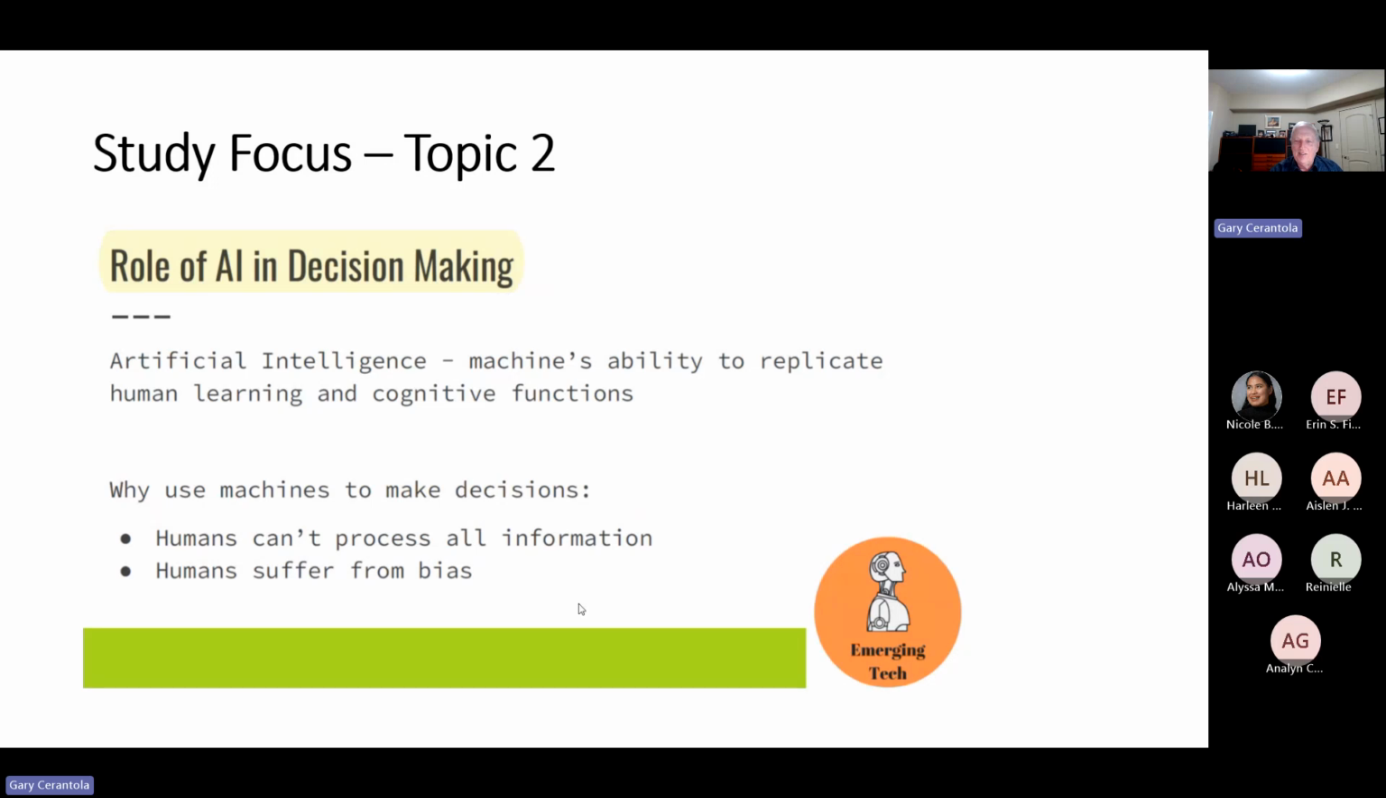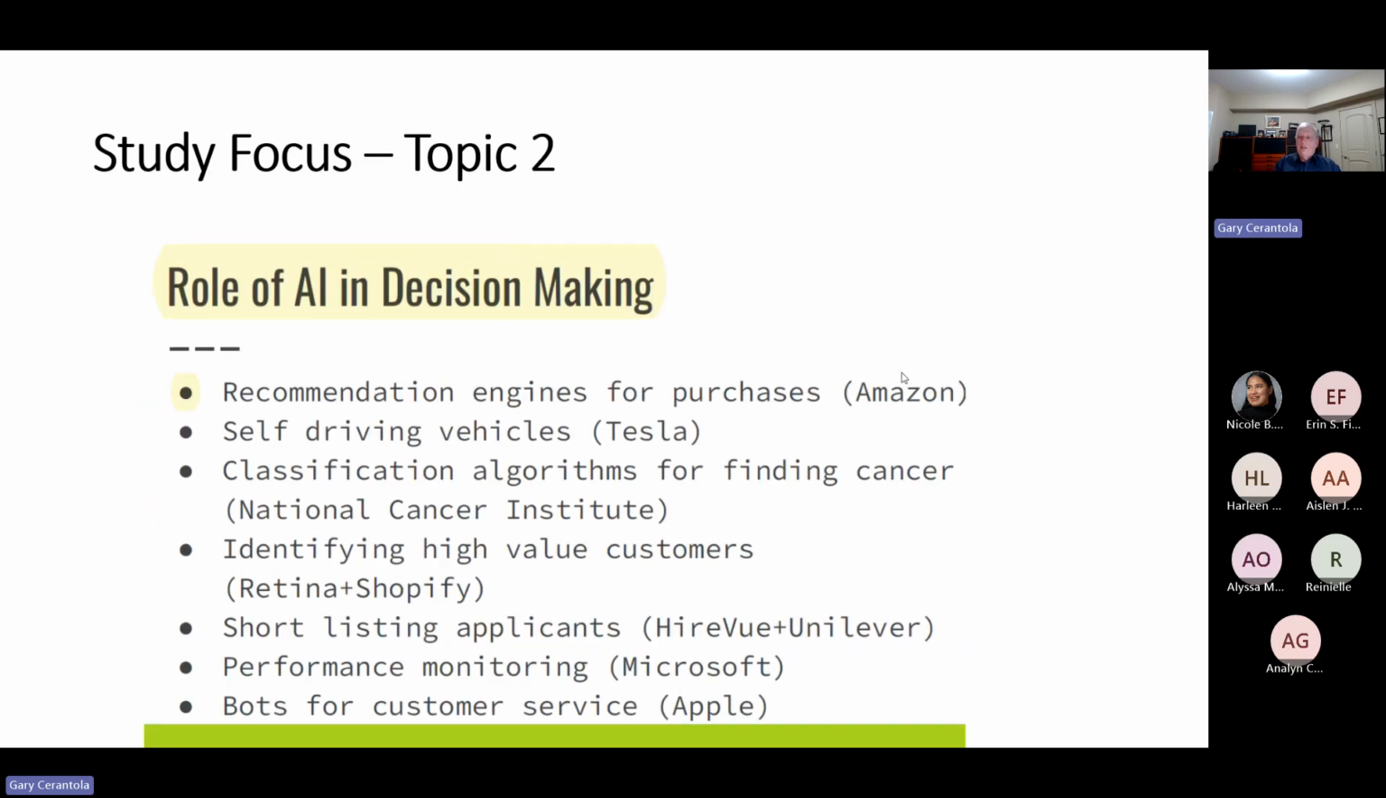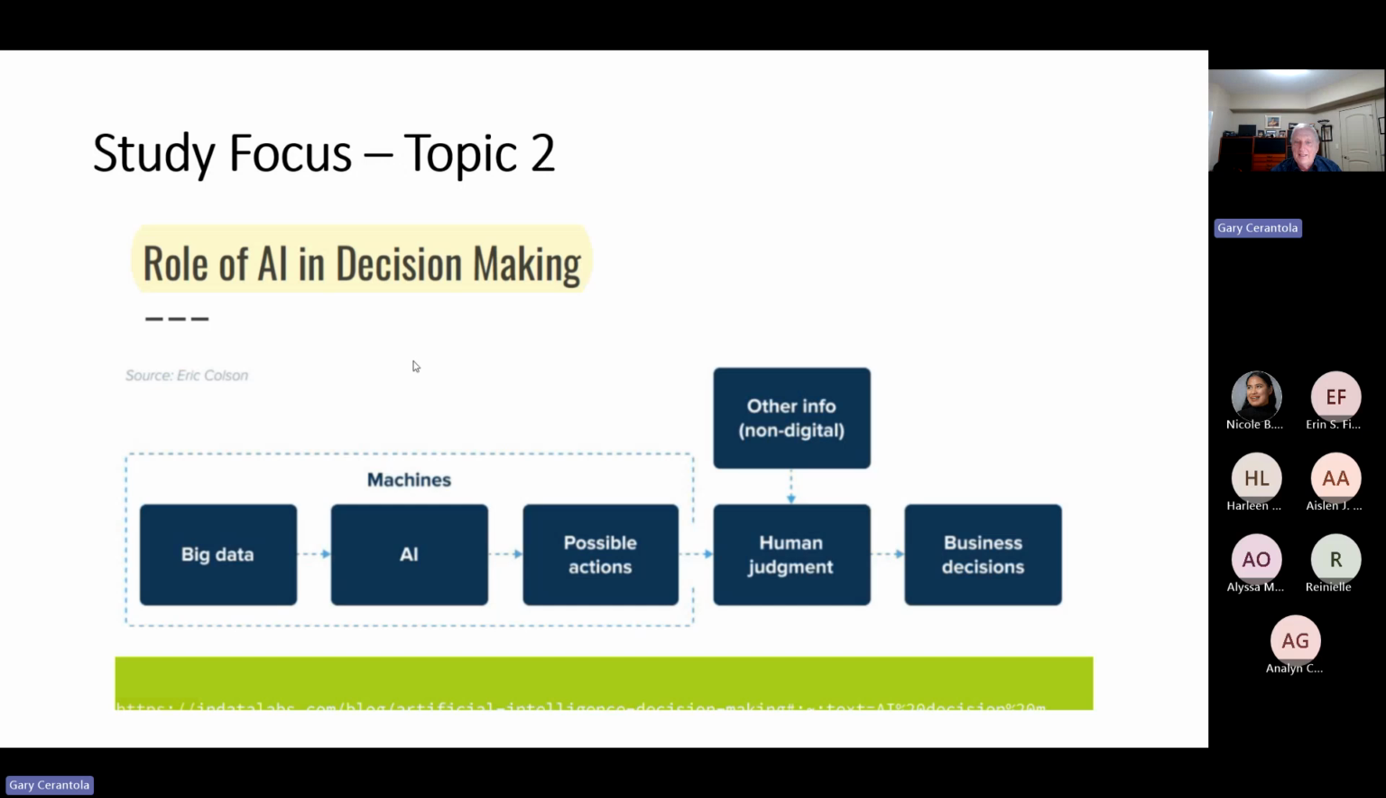So, the role of AI in decision making, just be cognizant of that. Humans can't process all information. Where AI is really going to come in is that it can do just about anything, and I'm going to show you a graph of where it's going. So these are the types of decision making AI can do. But think about your role as a business practitioner, as a manager inside an organization. AI may not replace you, but someone using AI may replace you. So you really have to come up to speed on this.